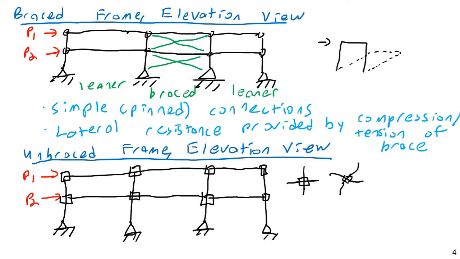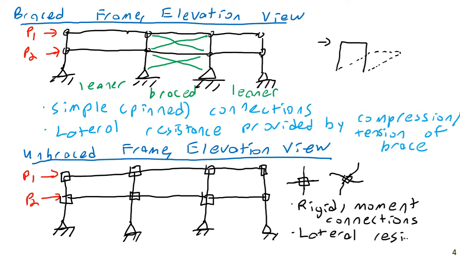So you're there basically by having a fixed connection, or a rigid connection. These have different names. You can refer to them as fixed connections, rigid connections, moment connections, fixed frames, moment frames, unbraced frames, all the same thing. Again, for unbraced frames, you're going to need rigid or moment connections. And the lateral resistance is going to be provided by bending.